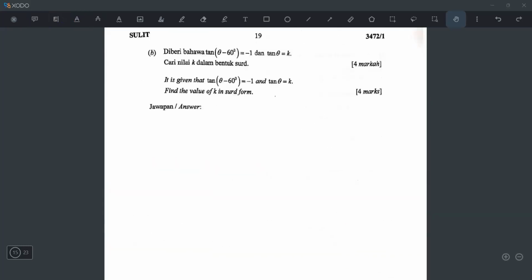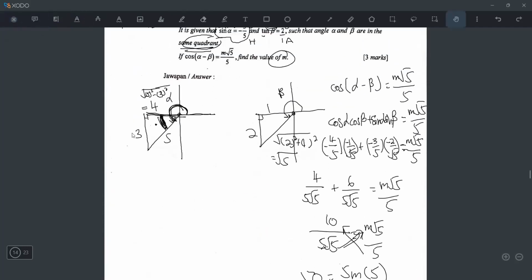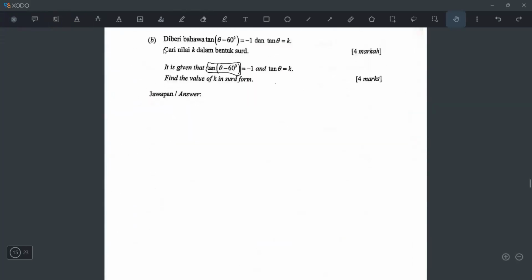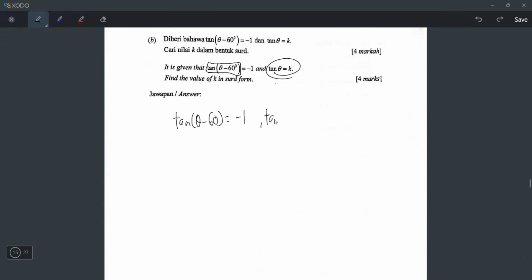Okay, let's move to B. B says what? It is given that tangent theta minus 60, whoa, I see plus minus sign again. So definitely multiple angle again. Just like just now lah. But just now the one is cos punya. Sekarang is tangent punya. But let's finish reading first. Tangent theta minus 60 equals to -1, okay. And then tangent theta equals to k, okay.